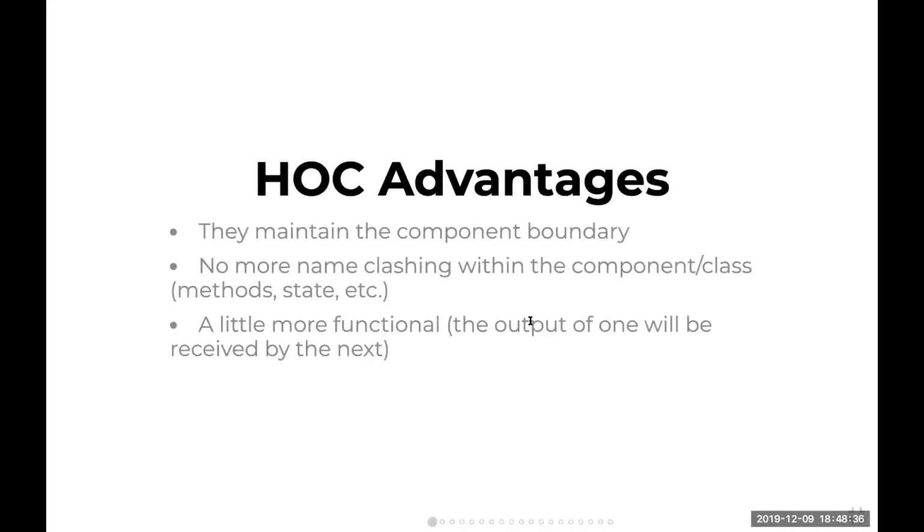All right, so HOCs had some advantages to them. They maintained the component boundary better than Mixins did. They did not mix into the component itself. Instead they put a wrapper around it. So there was no more name clashing within the component namespace itself, within that class, and they were a little bit more functional. The output of one would be received by the next, but there were some issues.